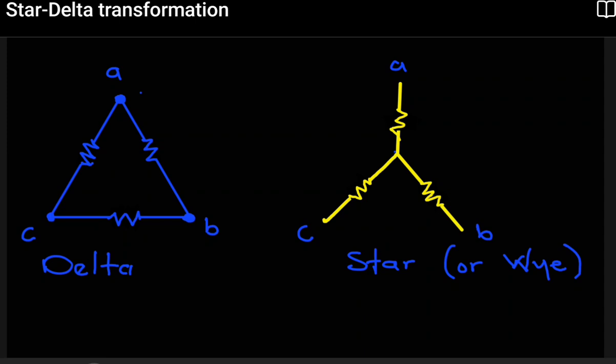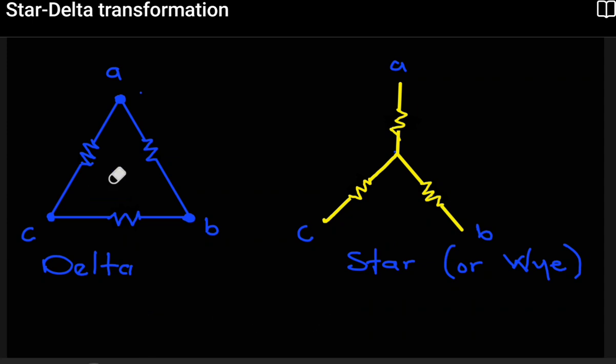For this tutorial, we're going to look at the delta to star. So we want to convert the delta into a setup that looks like a star. Then we're going to work out a few examples. After that, we're going to see how we would do it if we had a Y or a star that we wanted to convert to a delta.